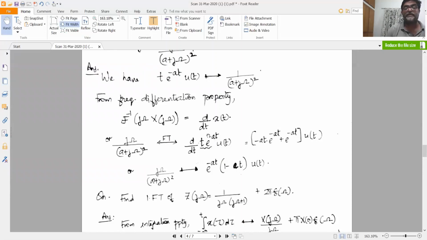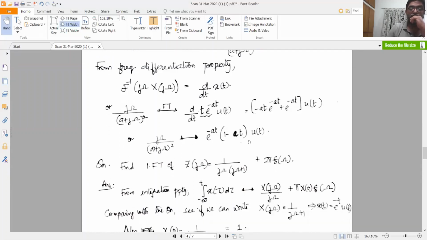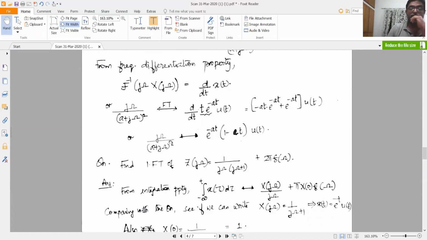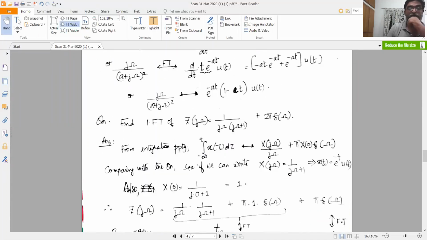So this you evaluate using the product rule. When you evaluate this, you get minus a t e raised to minus at plus e raised to minus at into 1, the whole into u(t). That is equal to e raised to minus at into (1 minus at) into u(t). So that is the inverse Fourier transform. Okay, so that's very easily done.